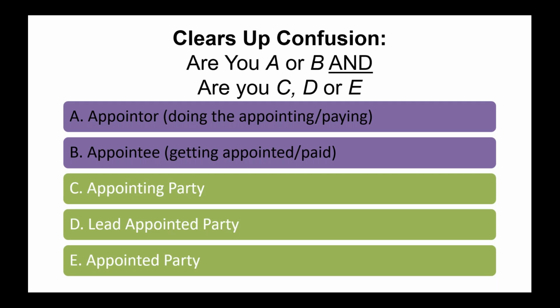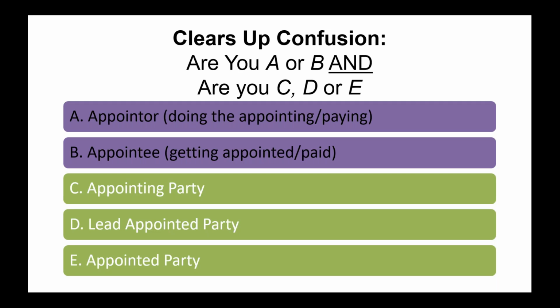You know which one of those you are. So think you're either A or B, and then you're C, D, or E. Once you know that, when you look through the protocol, all the ones which apply to you, for example, if you are A and C, all the appointer and appointing party clauses apply to you, and so forth. And we hope that clarifies it.